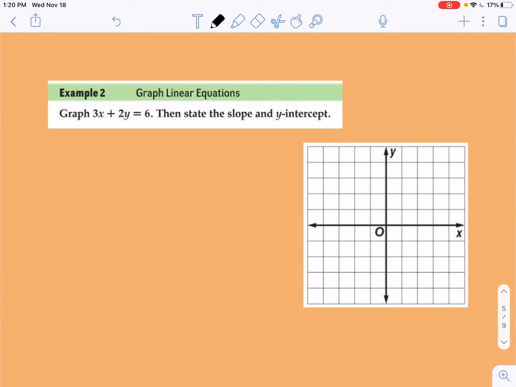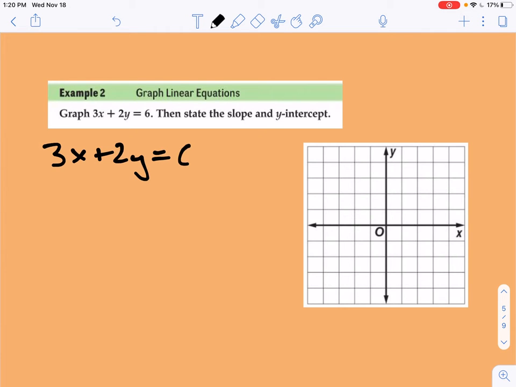Okay, video 2 for lesson 3-4 on slope intercept form. So we're going to look at another example or two of graphing linear equations. What you'll see with this one is it's written in standard form.